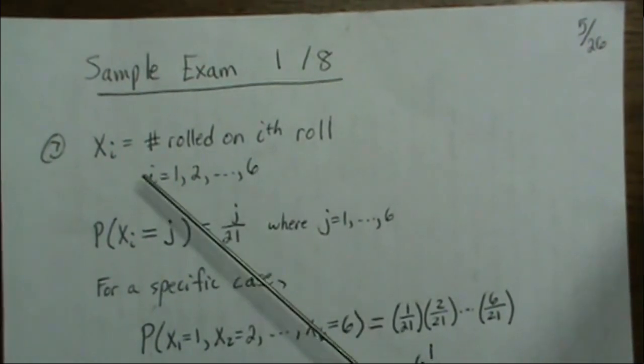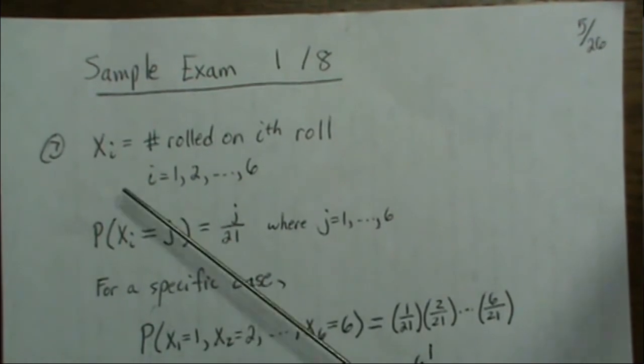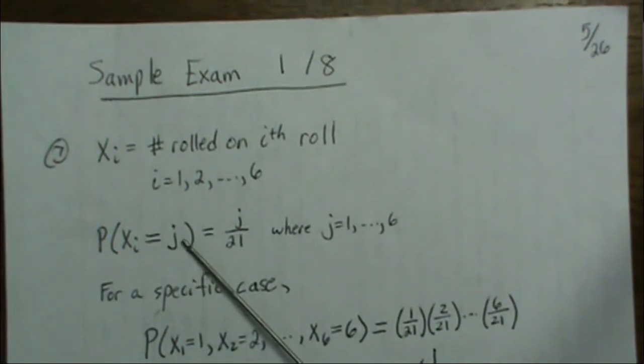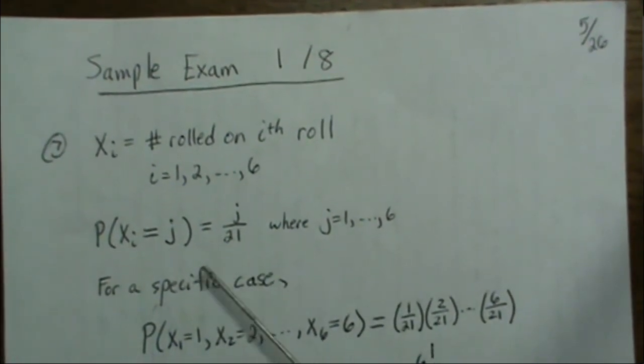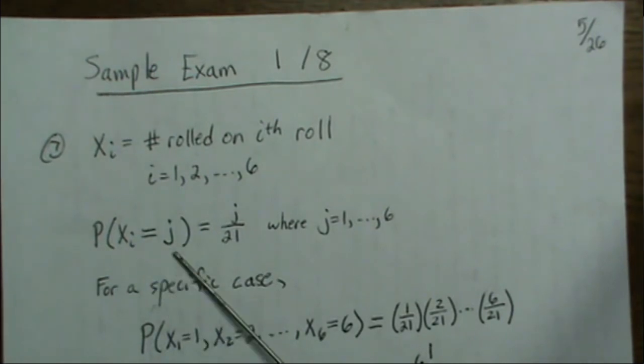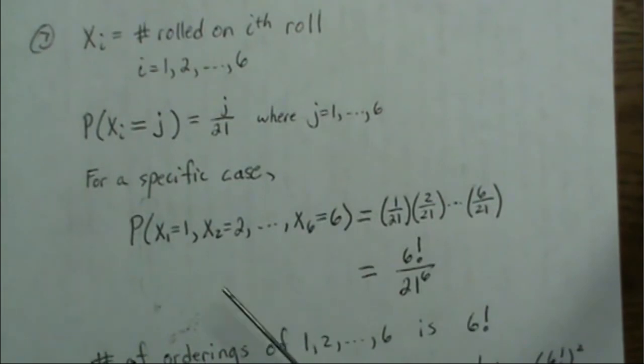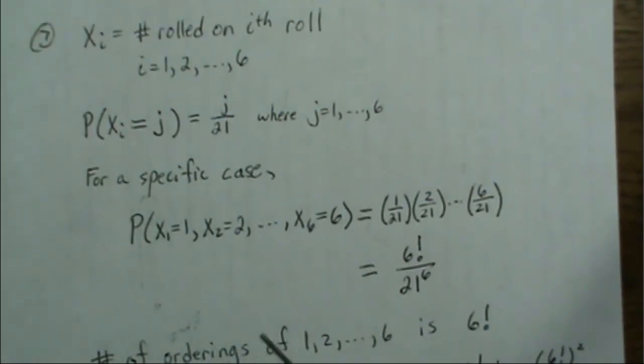So let's let Xi be the number we observe on the ith roll. But as a reminder, it's a biased die. So if we let J be 1 through 6, the probability that we roll that number is equal to J over 21. So 21 is the normalizing constant, so all those probabilities add to 1. Now let's look at a specific case here. This isn't the exact probability, but it's going to get us there.